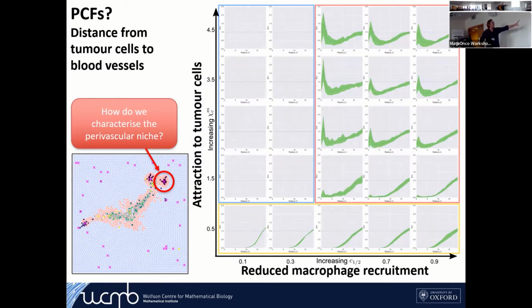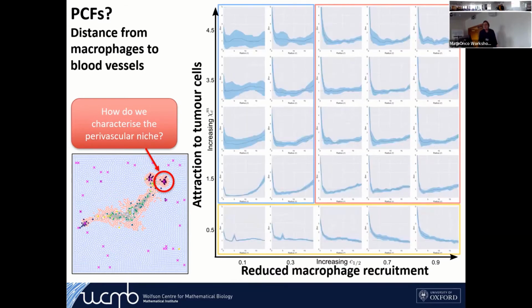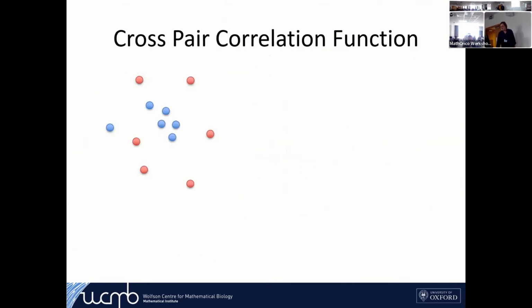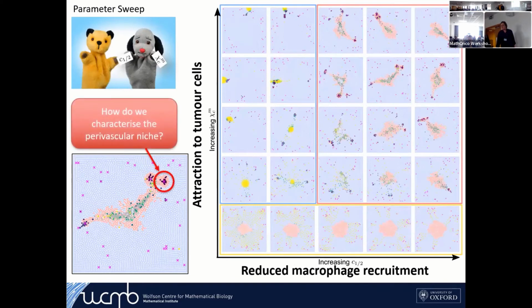Whereas in our red box up in the top, we see a spike at a very short distance. So that's telling us if I look a very short distance away from a blood vessel, I'm quite likely to see a tumor cell. So we're starting to pull out this perivascular niche a bit more in terms of tumor cells and blood vessels. This is the final time point. Yeah, so this is all from one time point. But it's far into the simulation.